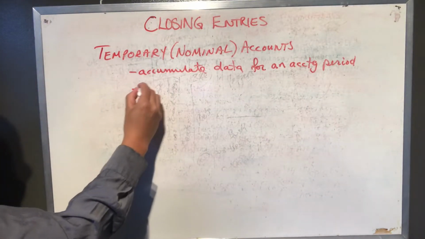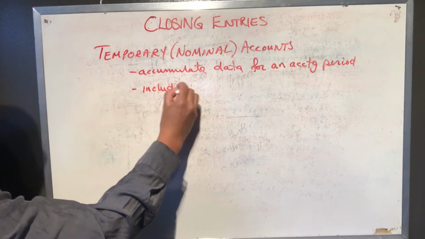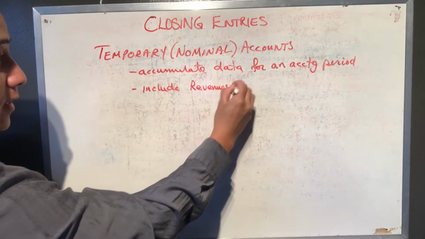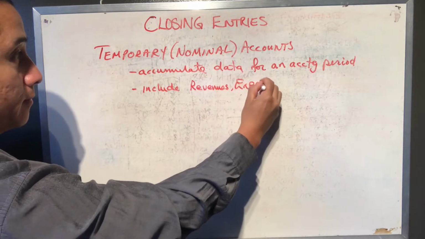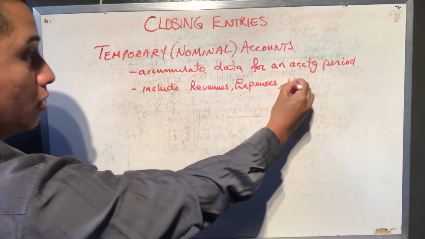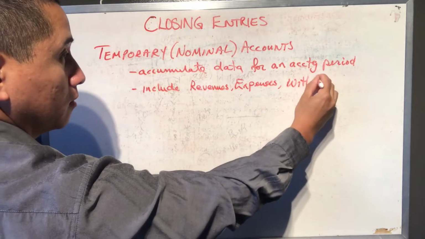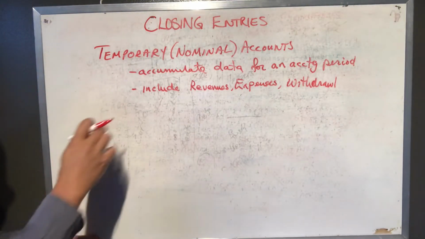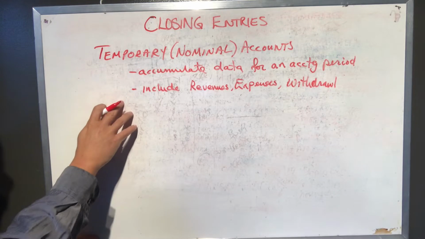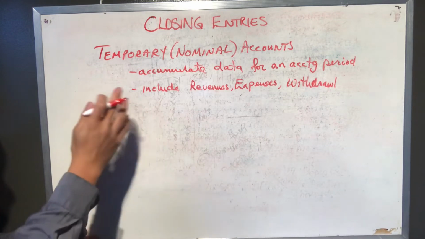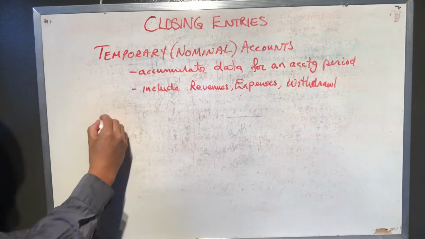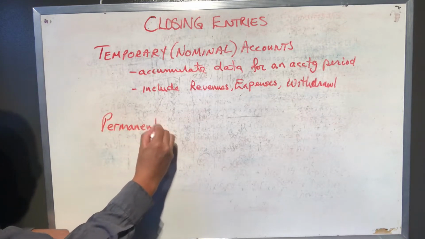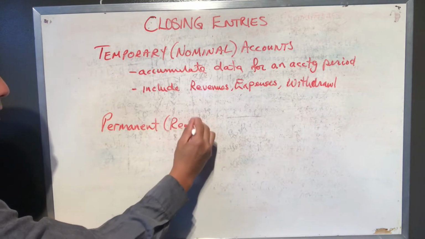So these include such accounts as revenues, expenses, and withdrawals, and these are the only accounts that are closed out on a monthly basis if you're doing monthly closing. The other ones are called permanent or real accounts.